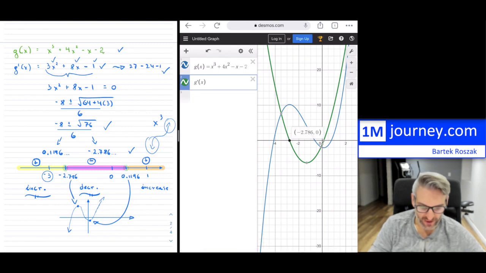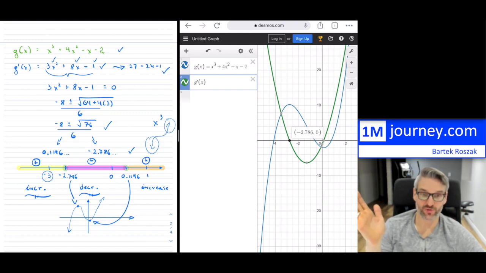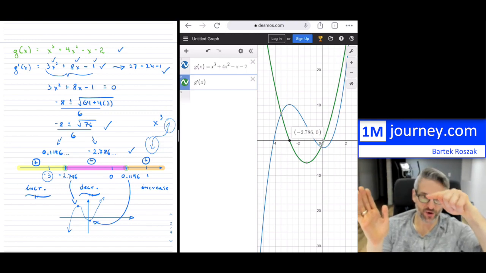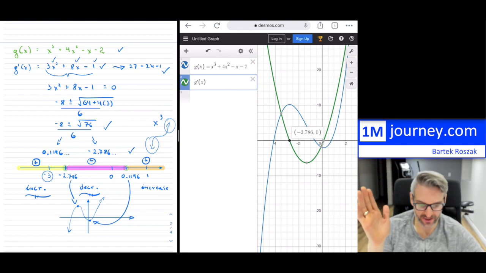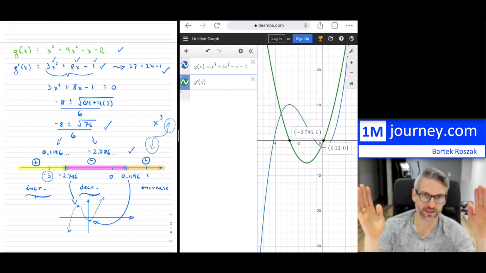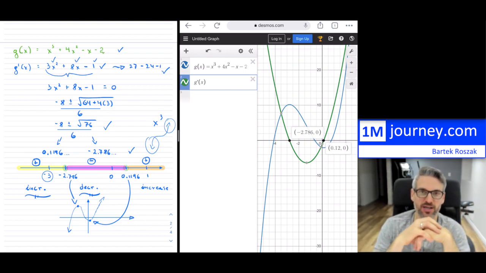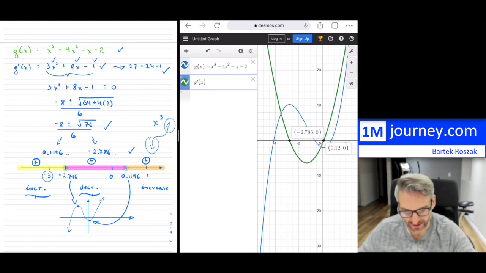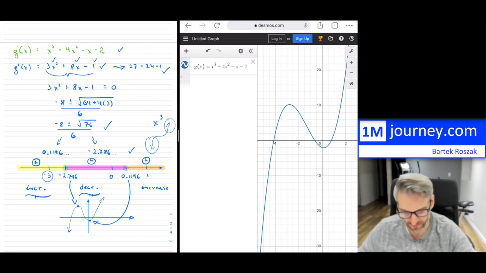So notice that to the left of negative 2.786, the derivative is positive, right? This is just a quadratic. Then it's negative all the way throughout until it hits this point, which is the point of 0.1196. So below the zero, it's negative, and above the zero, it's obviously positive. And it relates back to the function itself. So that's pretty neat. Okay, so that's what we would have over there.